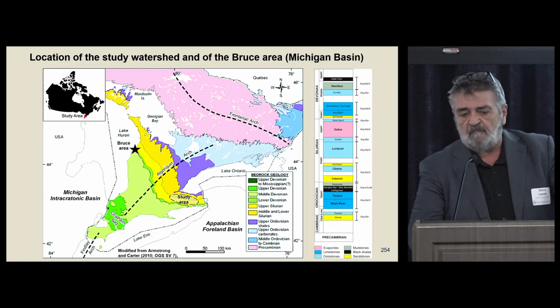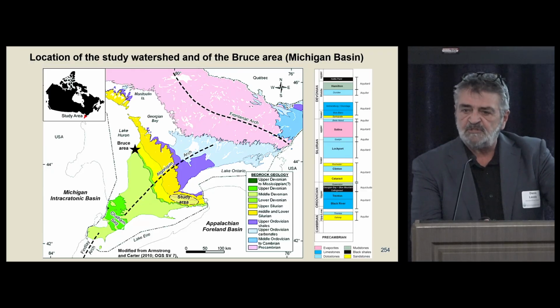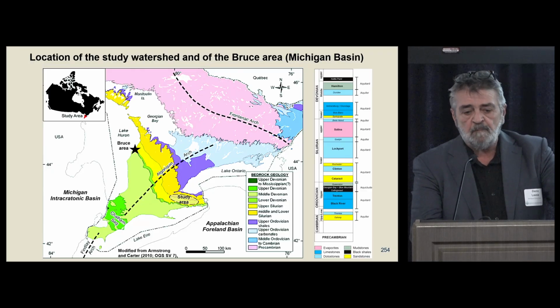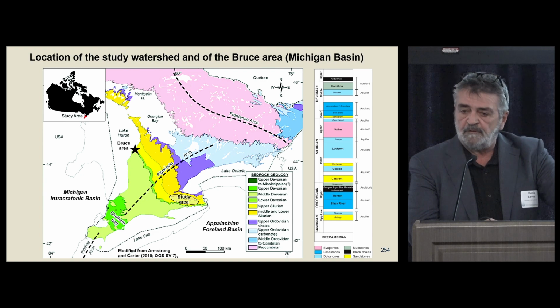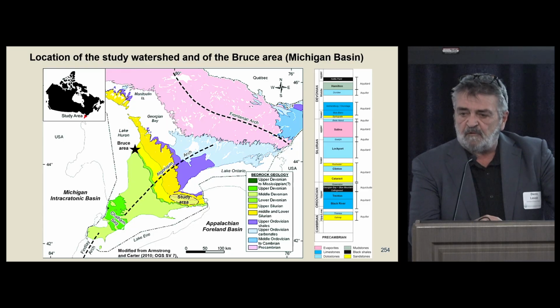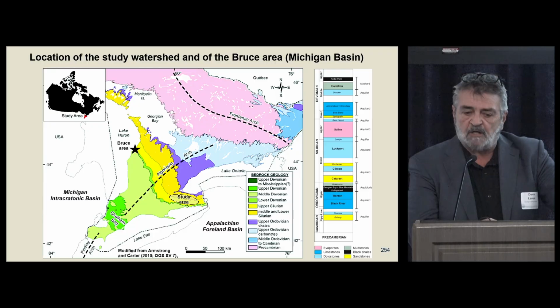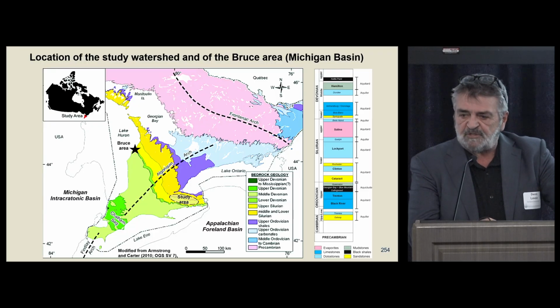So this is a very schematic map of the bedrock geology of southern Ontario. The geology is divided into two major tectonic domains. First, to the west, we have the Michigan Intracratonic Basin, and to the east, we have the Appalachian Foreland Basin. These two basins of very similar age are separated by a tectonic high, which is the Algonquin Arch and the Findlay Arch, separated by the Chatham Sag.